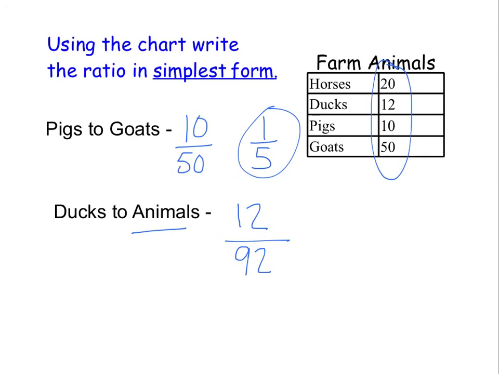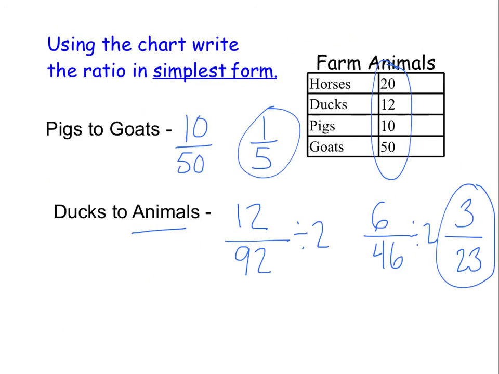Yep, 92. I'm going to divide those in half because I know that they're both even, so they can divide by 2. I get 6 on the top. I get 46 on the bottom. Looks like I can divide by 2 again, so you have 3 on the top and 23 on the bottom, and that's as simple as I can get, 3 to 23.